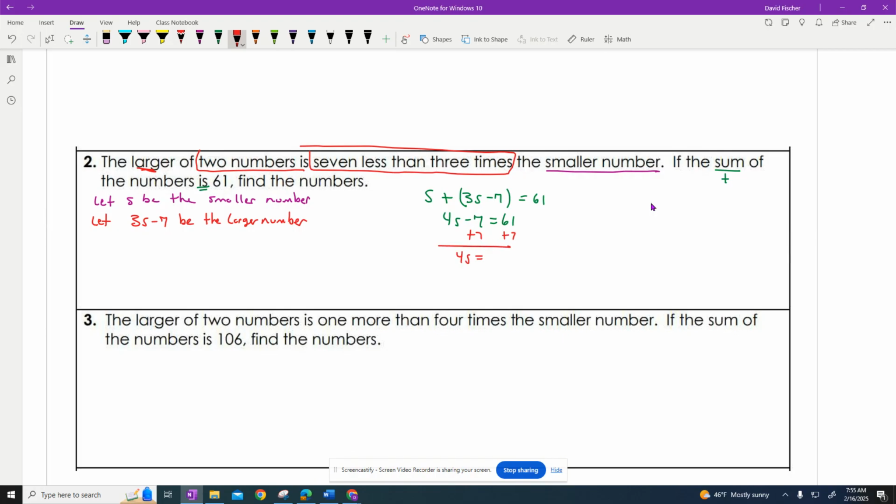Let's see, what is that, 68? I don't know how many 4s are in 68, so I'm just going to get my calculator here.